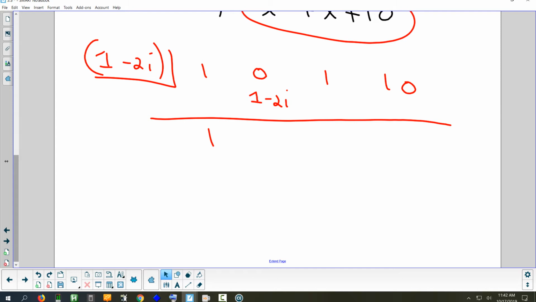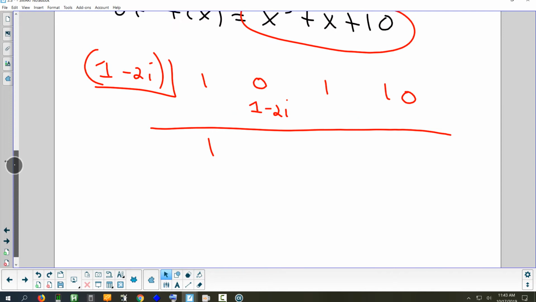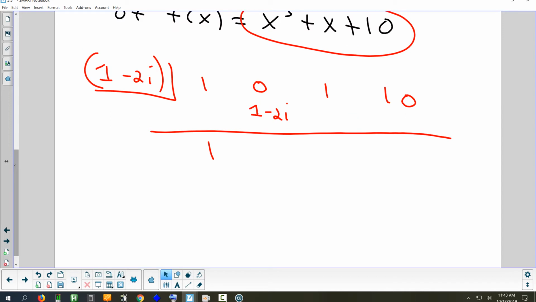Now, add up the column. You're never going to have an imaginary number to add. Just reals. So what's 0 plus what's below it? 1. What else? Minus 2i. 1 minus 2i.